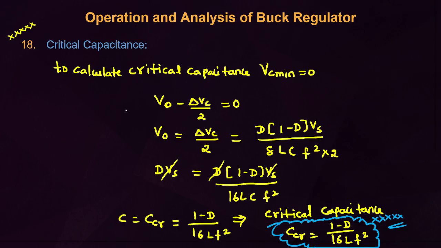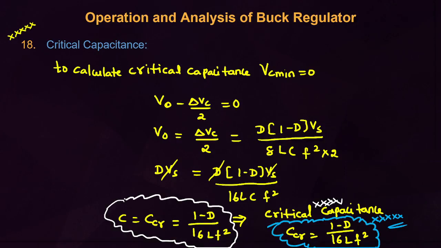And what is the critical capacitance? Very important formula. The critical capacitance CCR equals (1 minus D) by 16 L F square. In the case of a buck regulator or step down chopper, what is the critical capacitance? CCR equals (1 minus D) by 16 L F square.